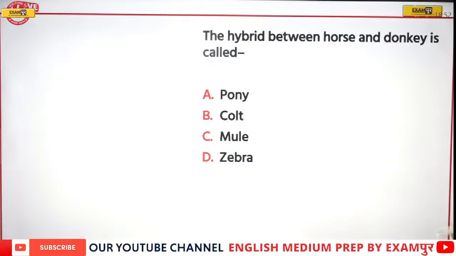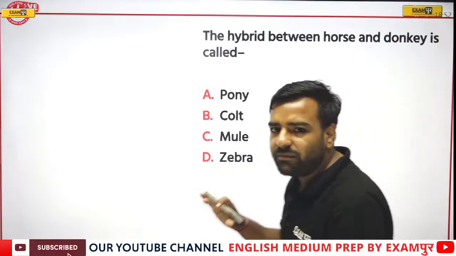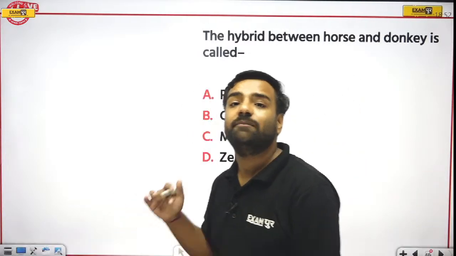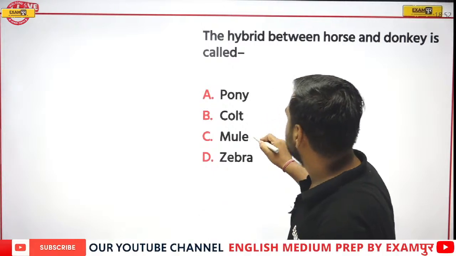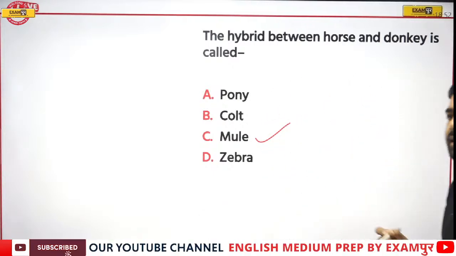Next, if I talk about the hybrid between the horse and donkey, it is what? The hybrid between horse and donkey is actually known as mule. So here option number C, that is mule, will be the correct answer.